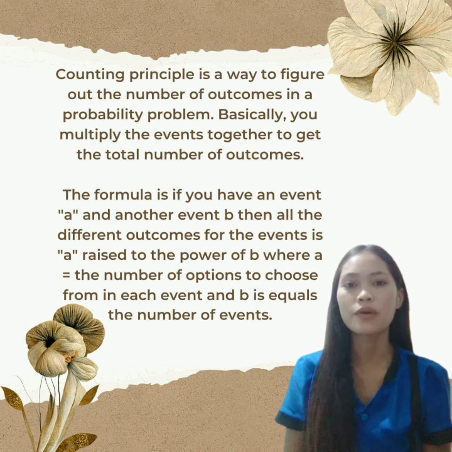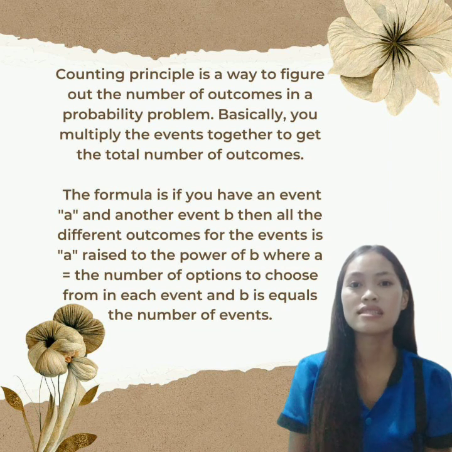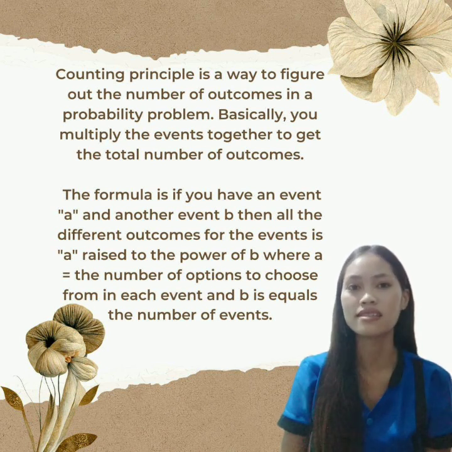Counting principle is a way to figure out the number of outcomes in a probability problem. Basically, you multiply the events together to get the total number of outcomes. The formula is: if you have an event A and another event B, then all the different outcomes from the events is A raised to the power of B, where A is equal to the number of options to choose from in each event and B is equal to the number of events.